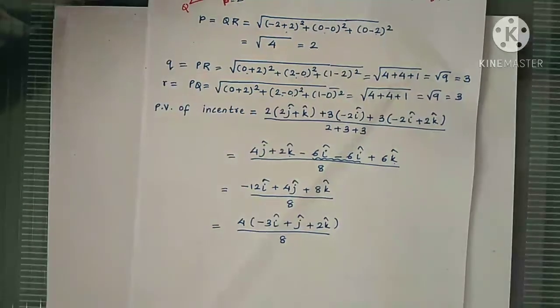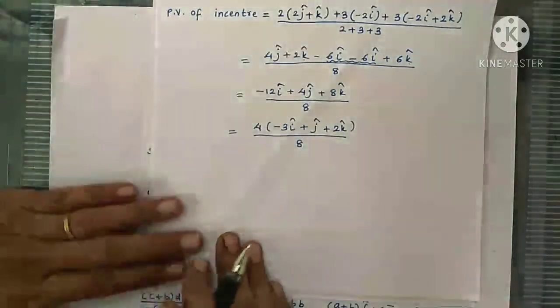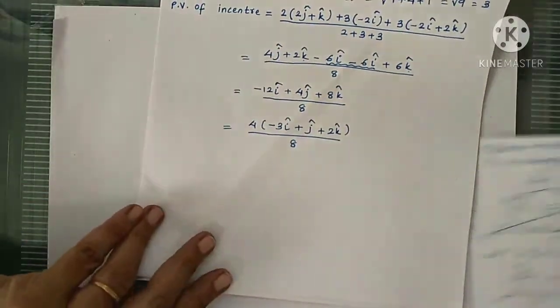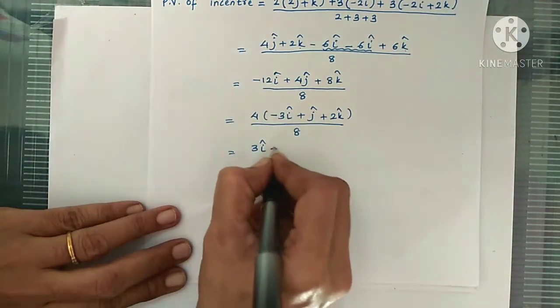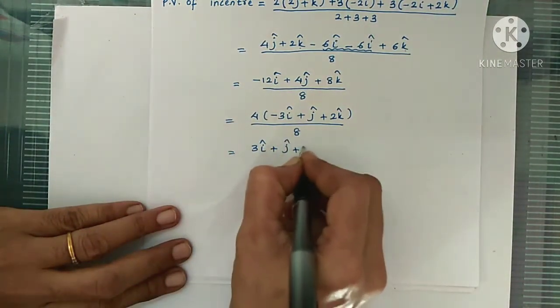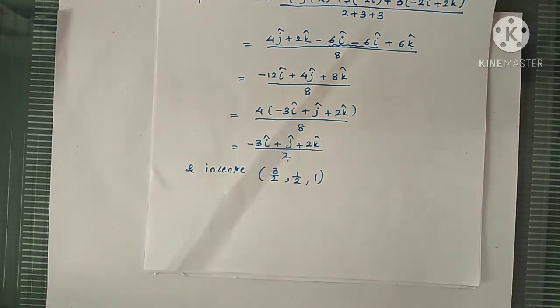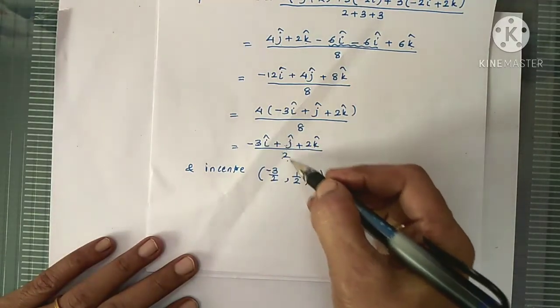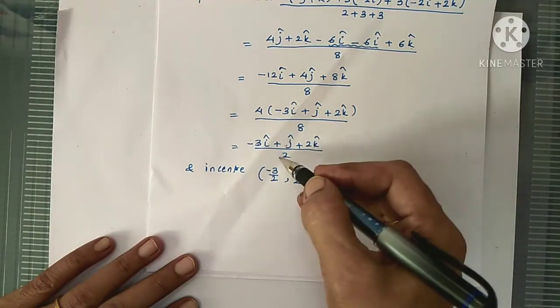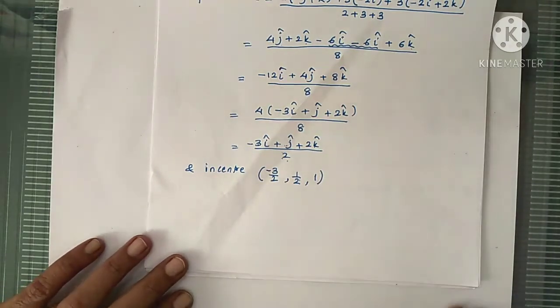So dividing by 4, this becomes minus 3i cap plus j cap plus 2k cap divided by 2. But as the coordinates of the incenter are asked, the coordinates are minus 3 upon 2, the coefficient of j is 1 by 2, and the coefficient of k is 2 upon 2, that is 1. So these are the coordinates of the incenter.